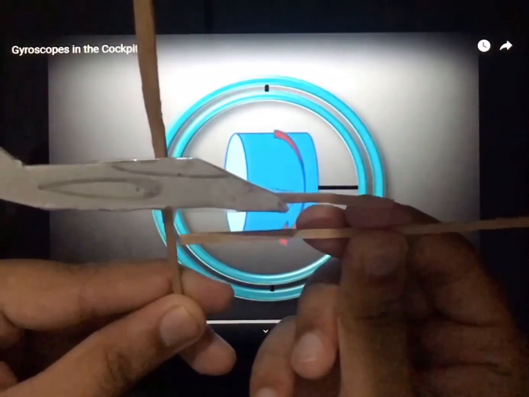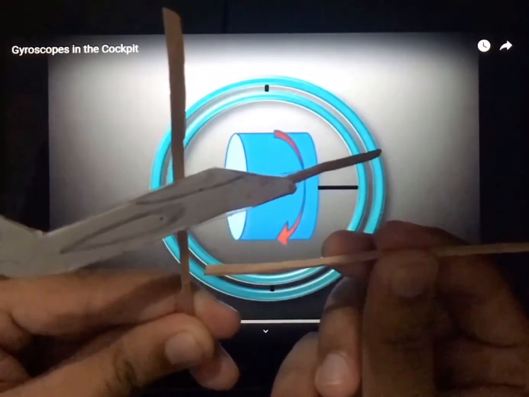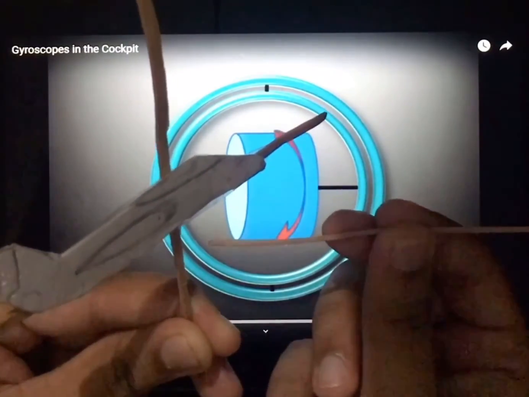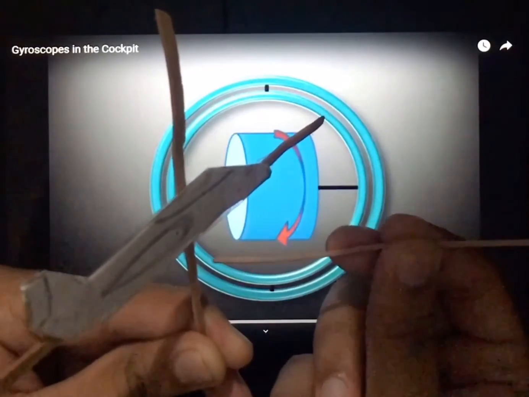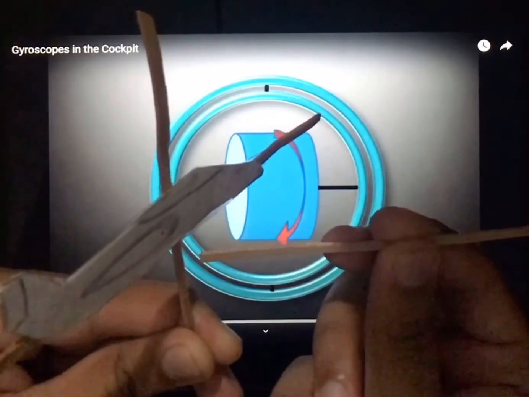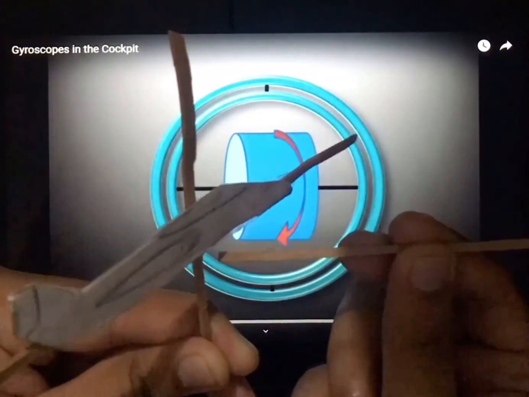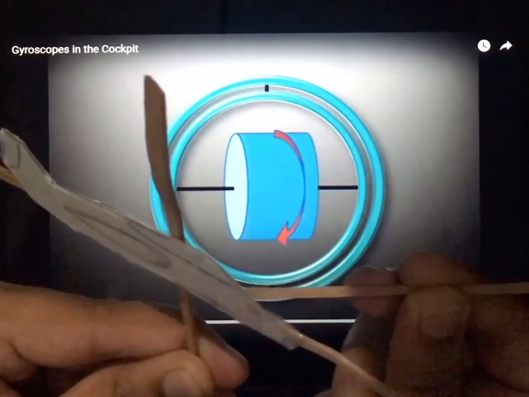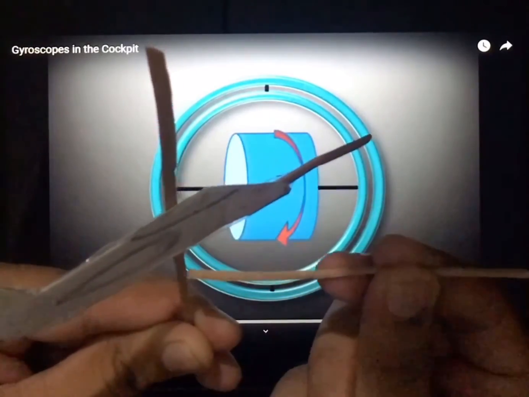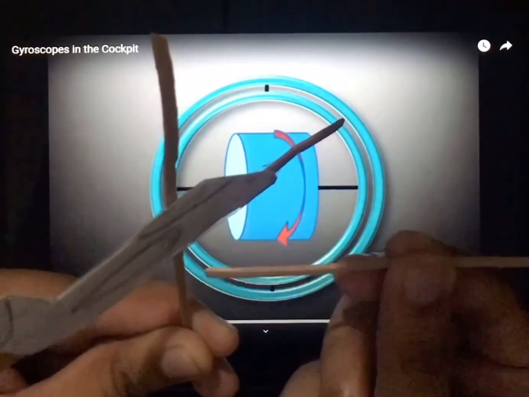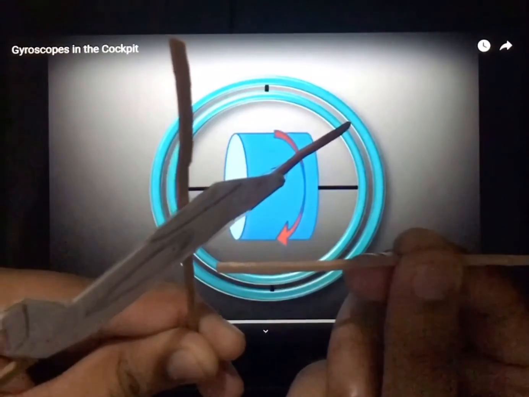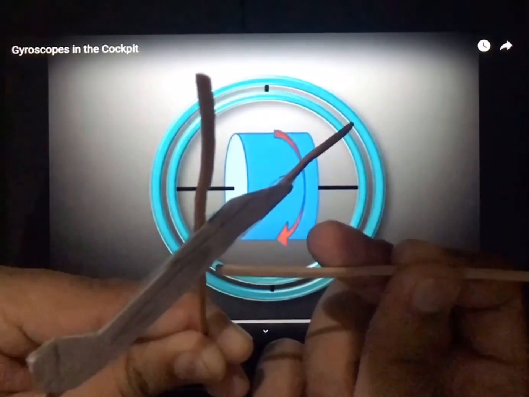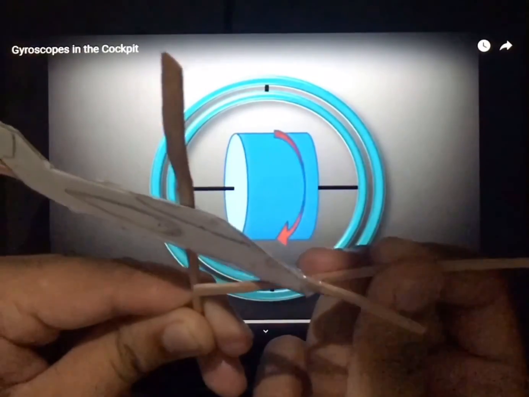For instance, the aircraft is taking a left turn. Due to the property of rigidity of a gyroscope, as we have already discussed, this will remain in this position pointing towards north while the aircraft is turning left or right. Or we can say the offset between this axis, that is the wheel axis of the gyroscope which is pointing towards north, and the heading of the aircraft, the angle between them, is what is shown in the gyroscopic compass.